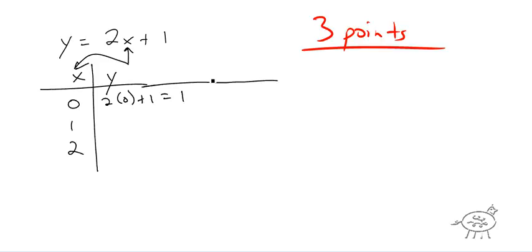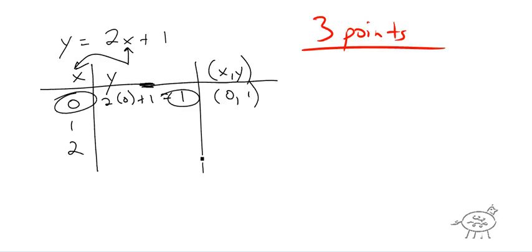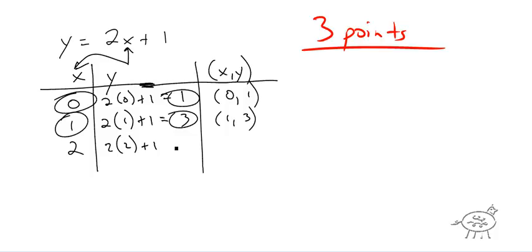So I'm going to make, I know it's a T-chart, but I'm going to make an extra little column here. This is my xy coordinate. So this is my x and this is my y. So it's 0, 1. The next one is going to be 2 times 1 plus 1, which is 2 plus 1 is 3. So it's 1, 3. That's what I'm looking for. And then 2 times 2 plus 1 is 5. So 2, 5. Now I'm going to graph it.